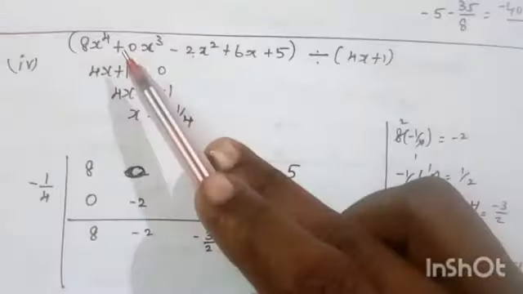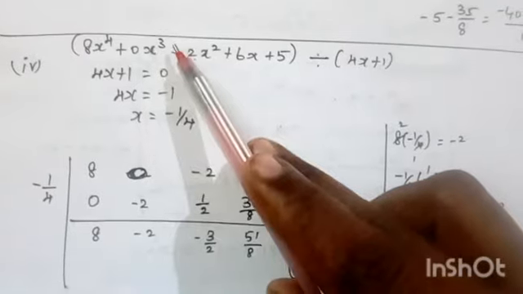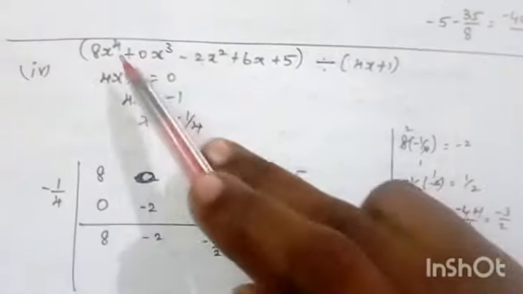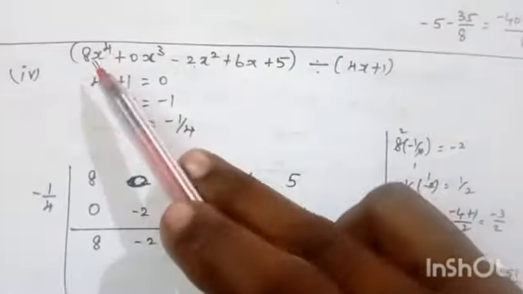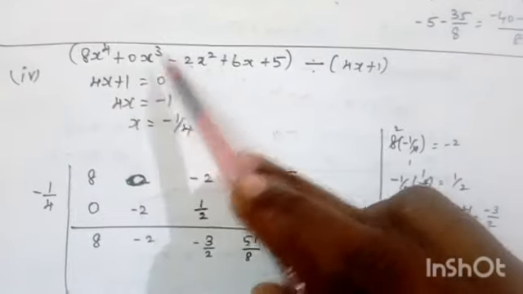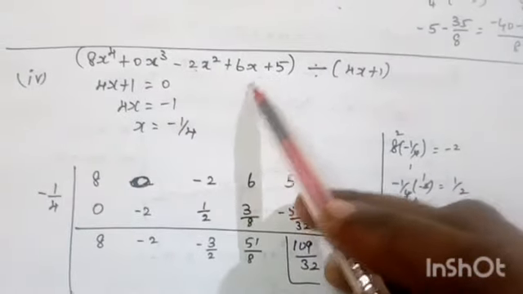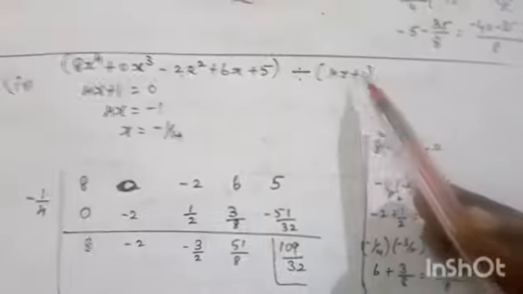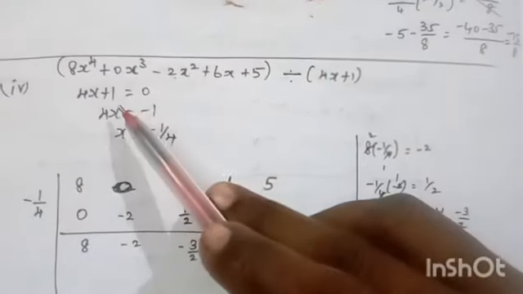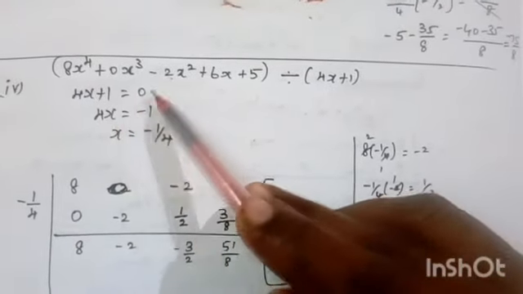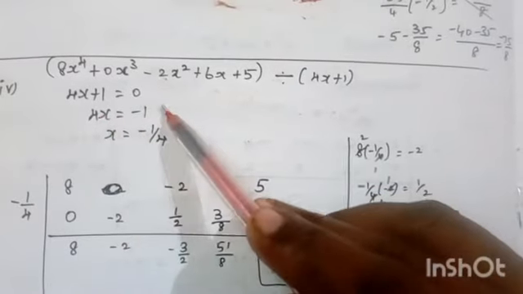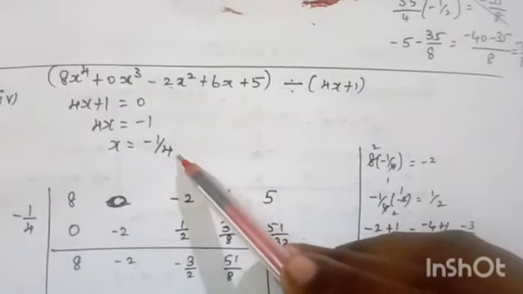Fourth question, 8x power 4 plus 0 into x cube, because it is not in standard form, so we make it standard form. 8x power 4 plus 0x cube minus 2x square plus 6x plus 5 divided by 4x plus 1. So find the divisor. 4x plus 1 equal to 0, so 4x is equal to minus 1. x is equal to minus 1 by 4.